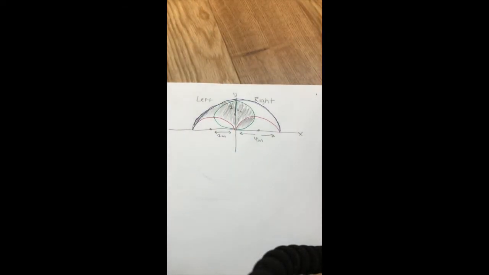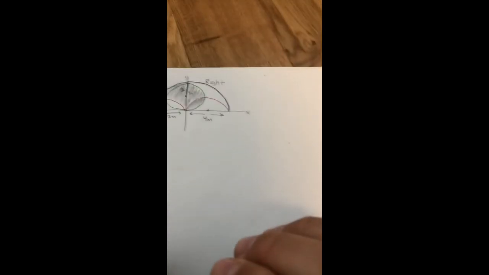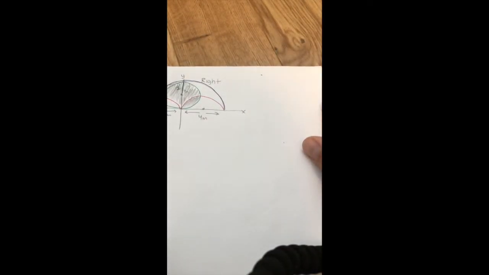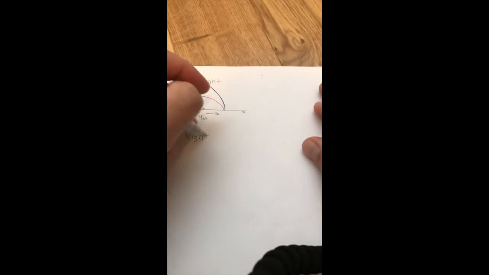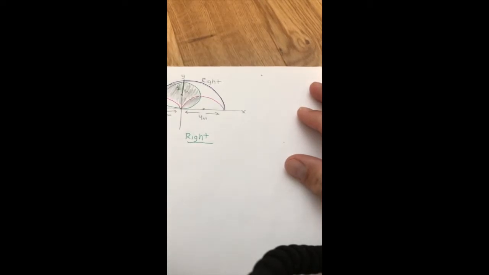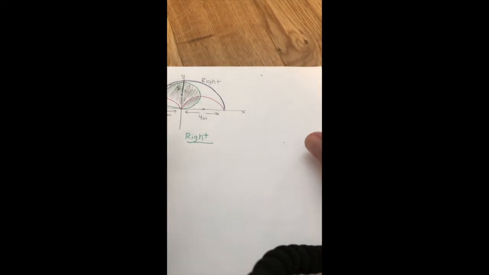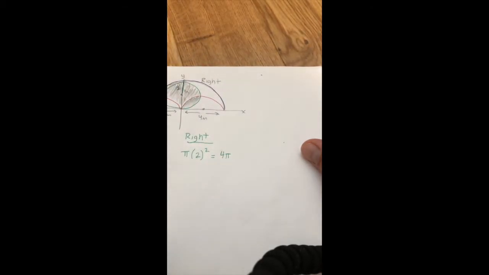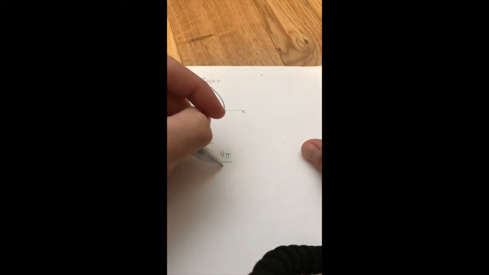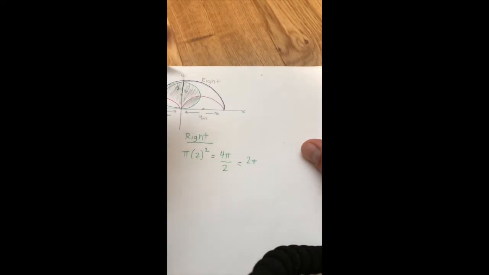And we can find, let's move the camera a little bit. Let's just look at the green circle. So we'll do the right side over here. The green circle has a radius of 2, so that's pi times the radius squared. So that gives us 4 pi, right? That would be the whole green circle, but we want to cut that in half. And 4 over 2 just gives us 2 pi. That's the whole right side, is 2 pi.